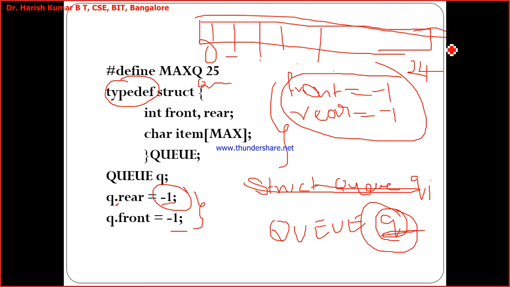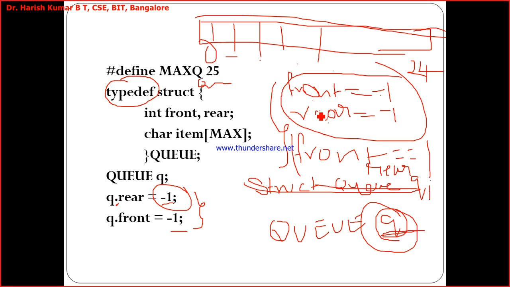If front is -1 and rear is also -1, what does it indicate? There are no elements in the queue. So what was your interpretation if top is -1 in stacks? The stack was empty. Similarly here, if front is equal to -1 and rear is equal to -1, so front is equal to rear, what does it mean? The queue is empty.